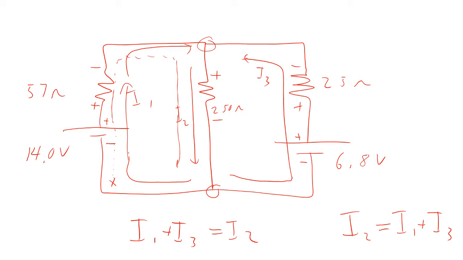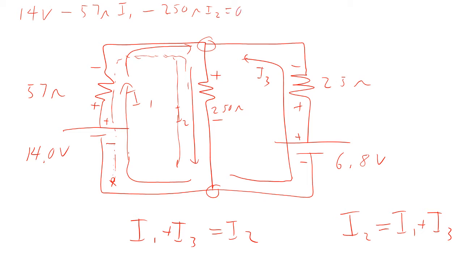Okay, so for my loop on the left, I started here and I went clockwise. So I increased by 14 volts. I decreased by 57 ohms times I1. I proceeded here. I decreased by 250 ohms times I2, and I got back to the starting point, and that was 0.